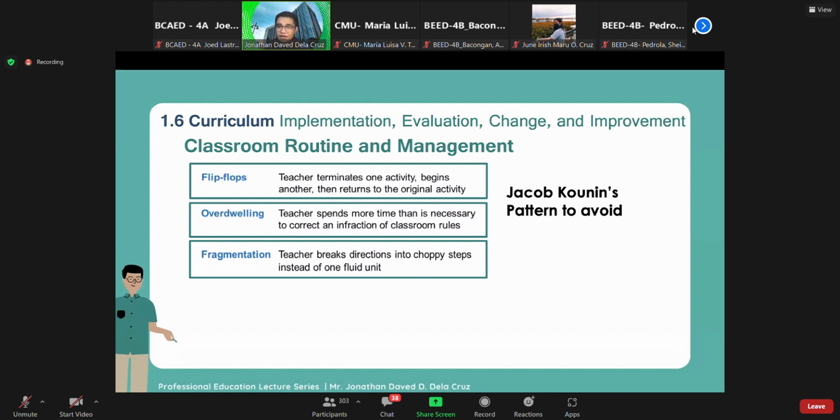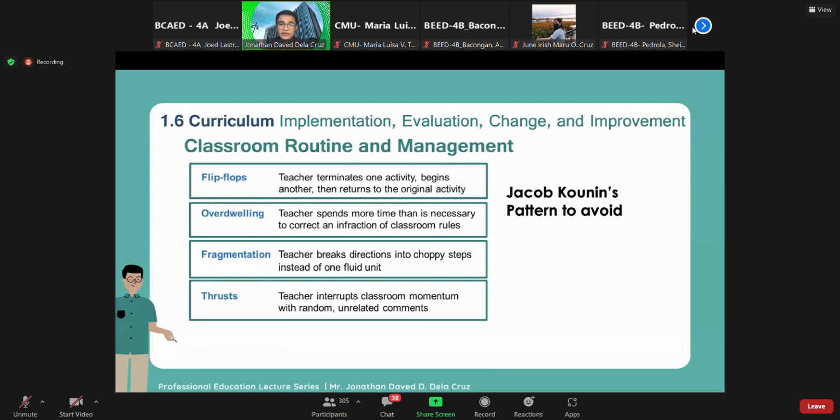Pero fragmentation, ito yung noticeable yung transition mo, tinatantusan ka ng bata, matagal pa ba tayo? Malapit na tayo. Okay, this is also based on the instructions of the teacher. Next is thrust. Thrust is teacher interrupts classroom momentum with random unrelated comments. Random unrelated comments. Overdwelling, nag-overdwell ka sa lesson.